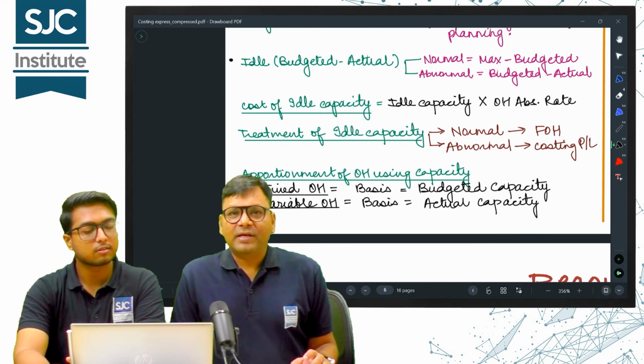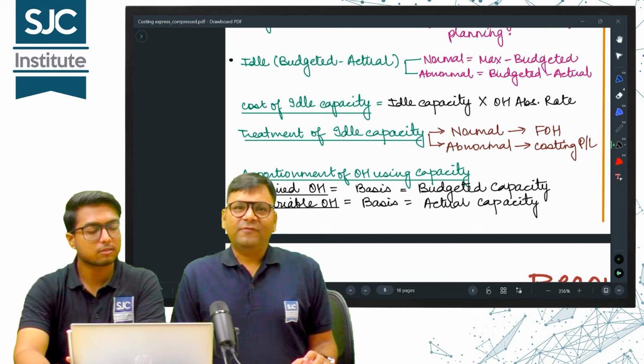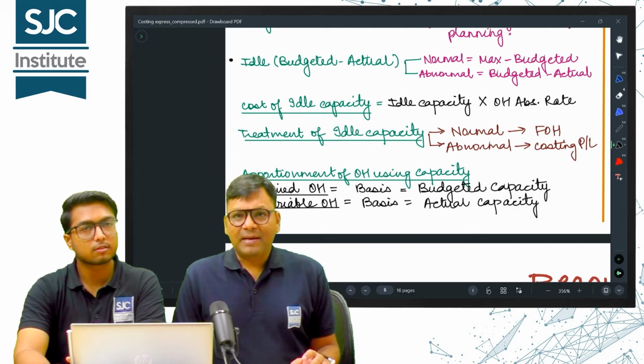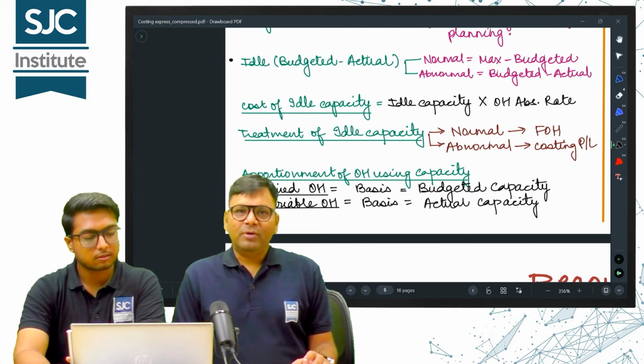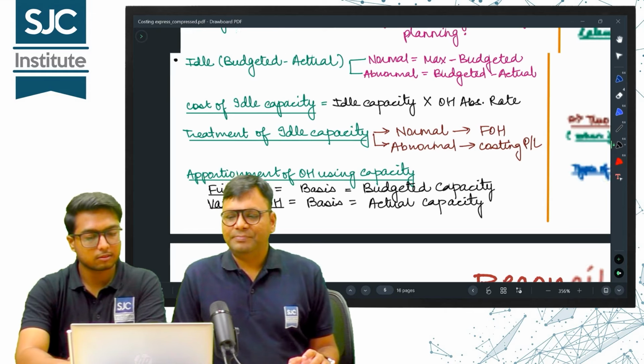Apportionment of overheads using capacity. So if you are apportioning fixed overhead, then you should use budgeted capacity as basis, and if you are using variable overheads, you should use actual capacity as basis.